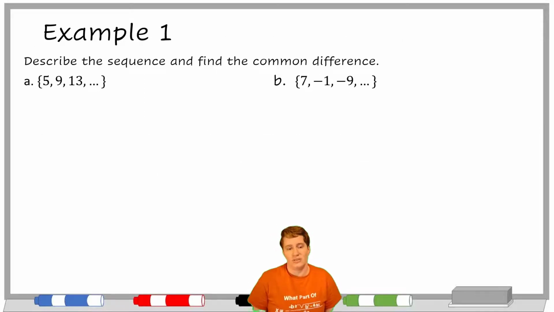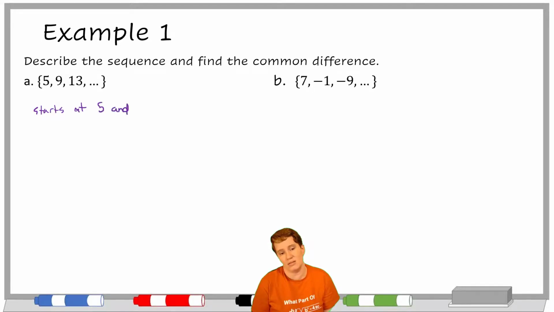All right. On this first example, we are going to describe the sequence and find the common difference. So the way we could describe the sequence, I actually don't know what they're looking for, as I didn't look at the answer booklet for this, but I would describe this sequence as being that it starts at 5, and goes up by, let's see, between 5 and 9 is 4, between 9 and 13 is 4. So it's going up by 4.